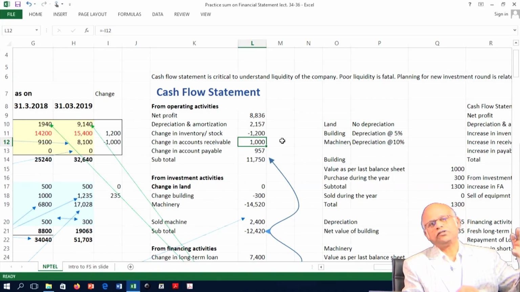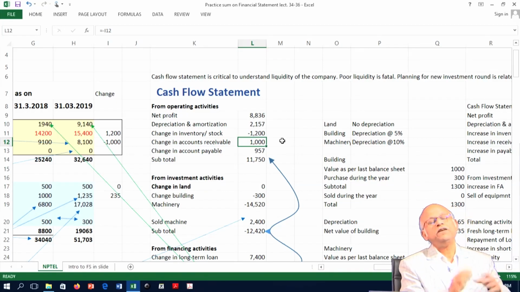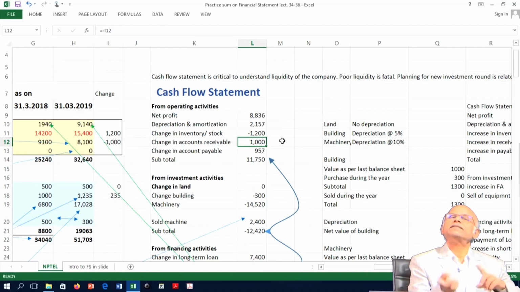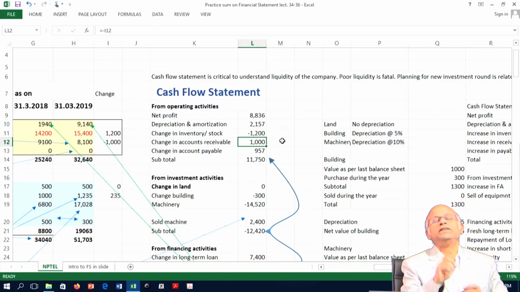If payable goes down, that means you have made some payment against the supplies that they made earlier. That is how the position has gone down. So, there is a negative cash flow to that extent, the extent by which payable has gone down.